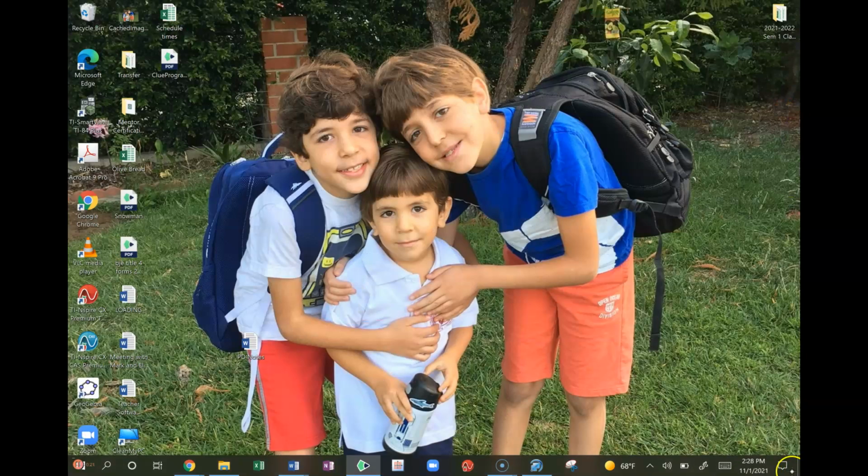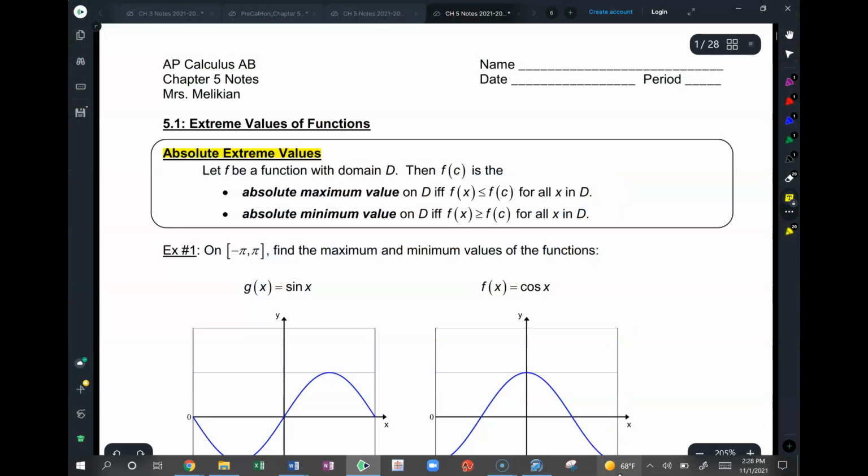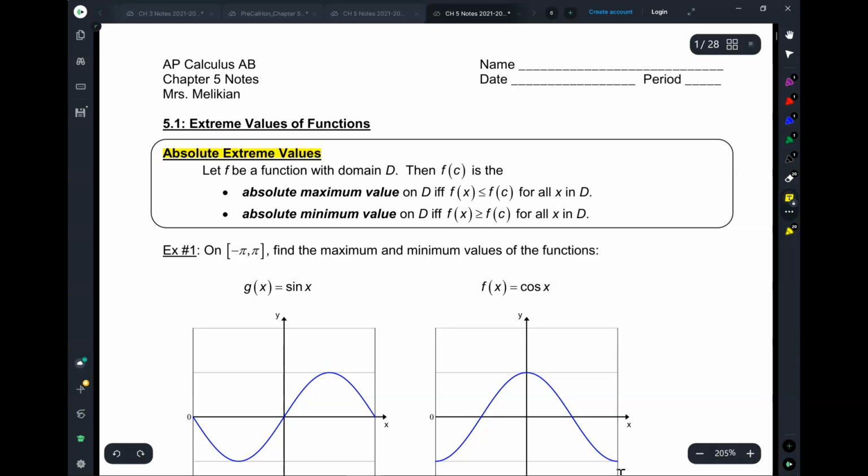So suppose you have a function with a domain of D. We say f of c, the y value at c, is the absolute maximum value on that interval if and only if, on that interval, f of c happens to be the largest number compared to all the other ones. So for example, if f of c is greater than or equal to all of the other f of x's, then it's the absolute maximum value.